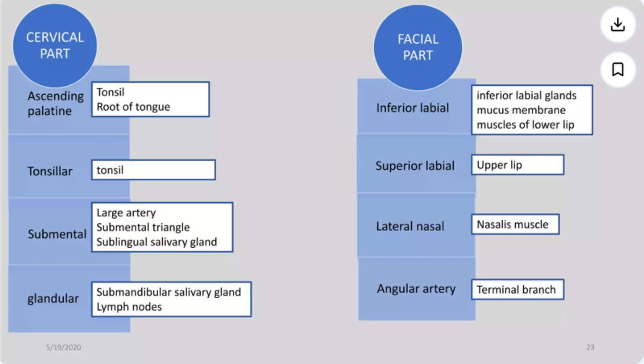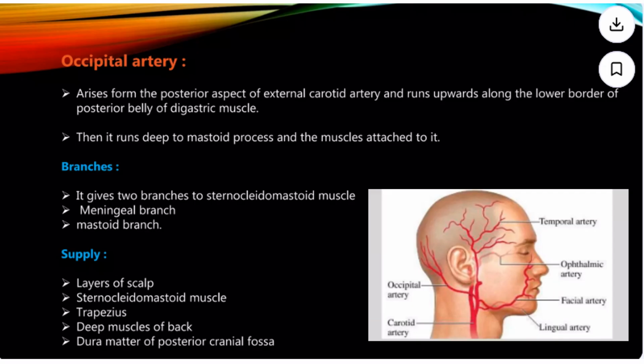So coming to the facial part, we have the inferior labial, which supplies the inferior labial glands, mucous membrane, and the muscles of the lower lip. Superior labial supplies the upper lip. Lateral nasal supplies the nasalis muscle. The angular artery is the terminal branch, which gives off the supratrochlear and the supraorbital branches.